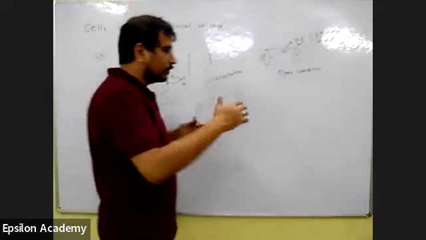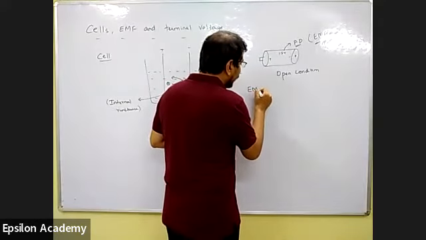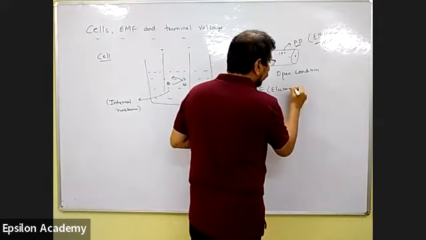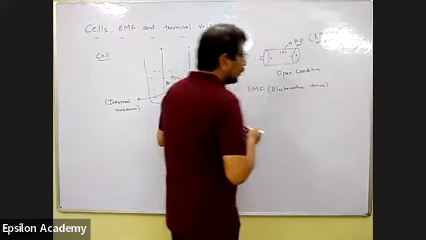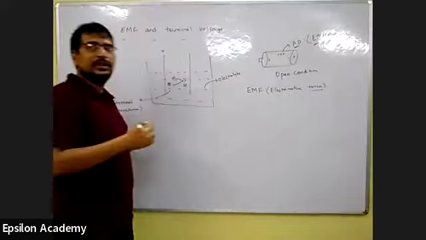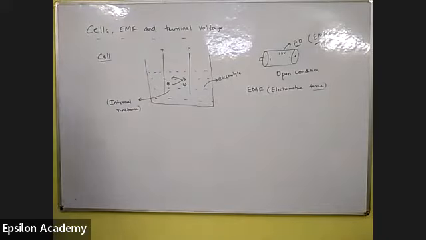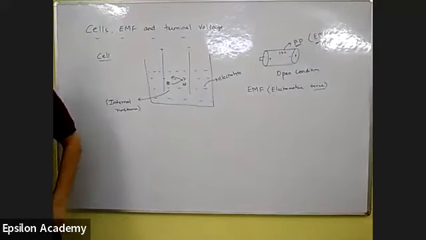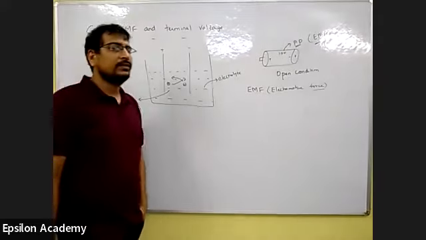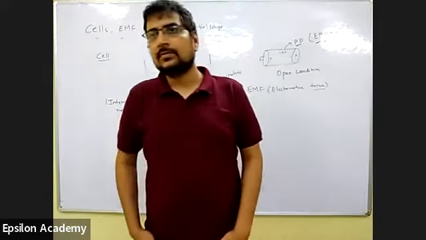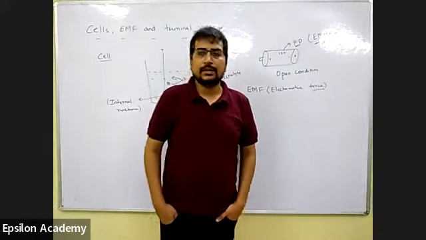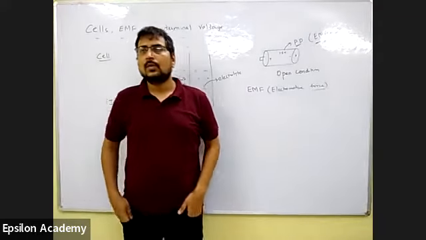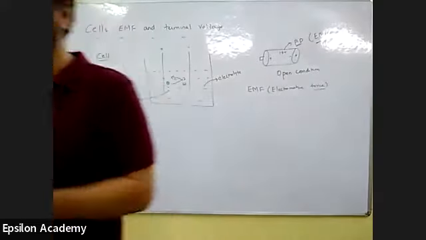Now, let's try to give a definition for everything. EMF, any idea about the full form of it? We call it electromotive force. One misleading factor here is that because the word force is there, we start thinking that it is a force to move. It is the amount of work done. So, how do we define electromotive force? It is defined as the potential difference across the terminals of a cell in open condition. What do you mean by open condition? You can write it in brackets: when no current is drawn from the circuit.